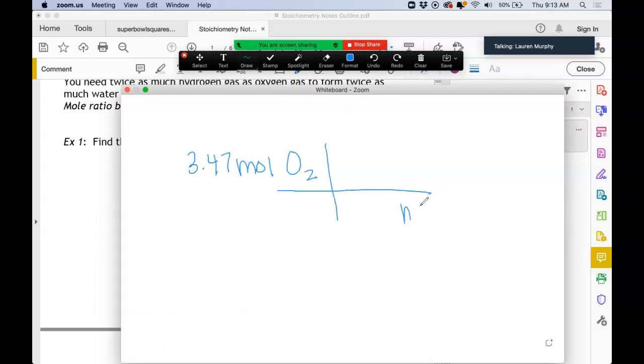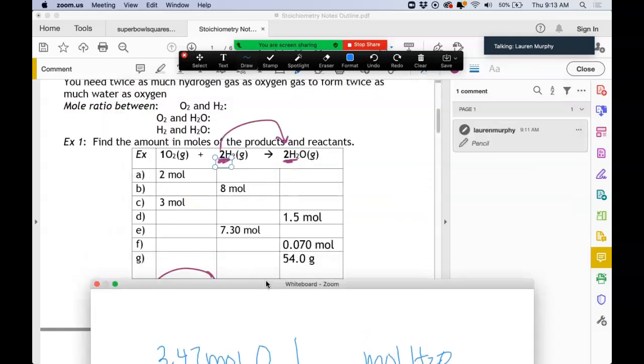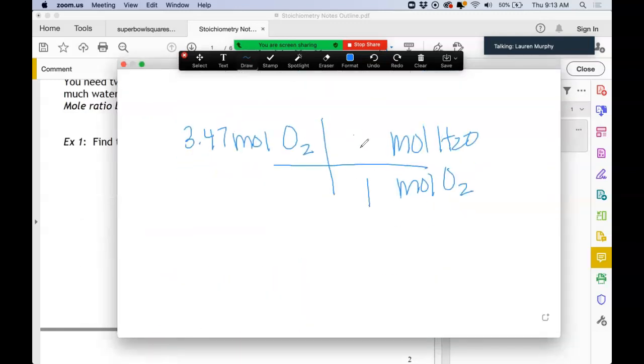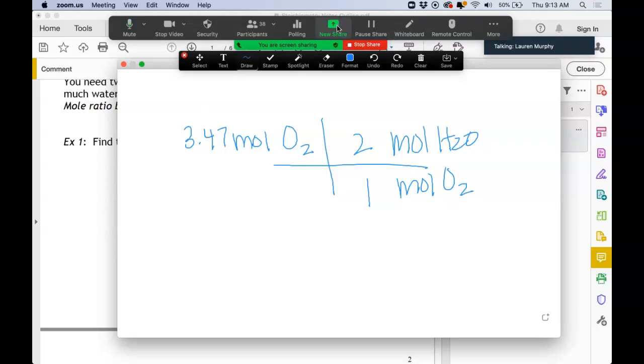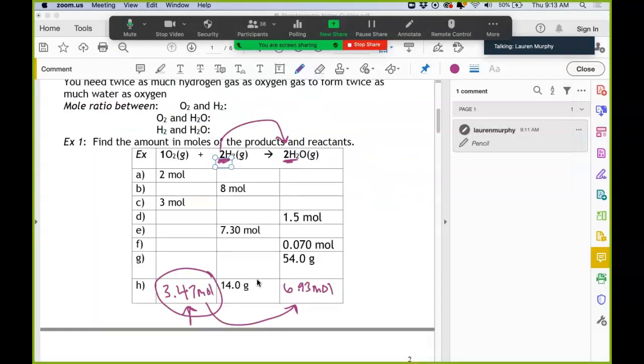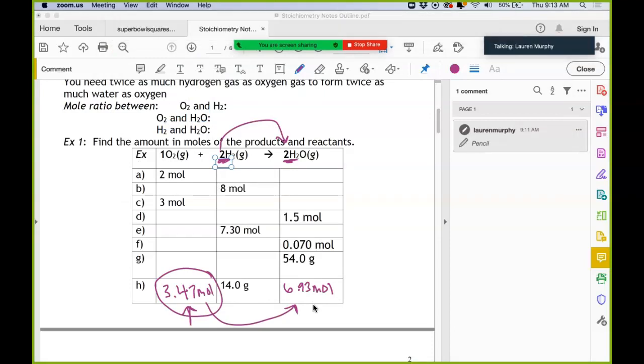So what we can do is say, okay, now I'm just going to do mole ratios from oxygen to water. So what's that ratio? Well, that's a 1 to 2 ratio. 3.47 times 2 is 6.93. So either process gets you the same answer, meaning it's not going to matter which way you do it. However, at the very beginning, you must turn this into moles before you can go anywhere.